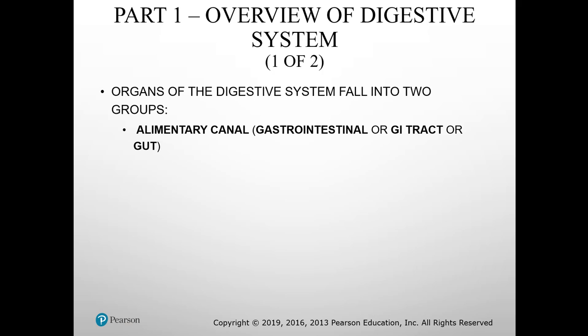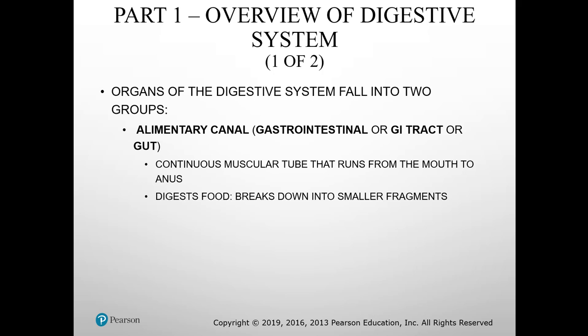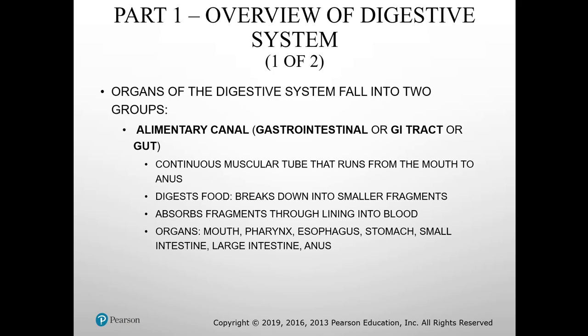This is commonly called the gastrointestinal or GI tract, or simply the gut. It is made up of a continuous muscular tube that runs from the mouth all the way down to your anus. They digest food, breaking it down into smaller fragments. They absorb the fragments through the lining and it gets picked up by the blood. The organs of the GI tract start from the mouth, the pharynx, the esophagus, the stomach, the small intestine, the large intestine, and the anus.